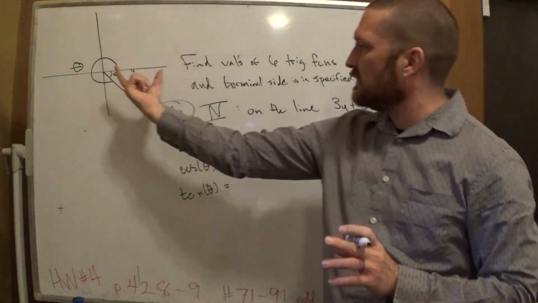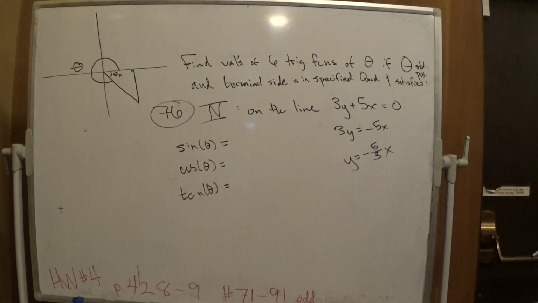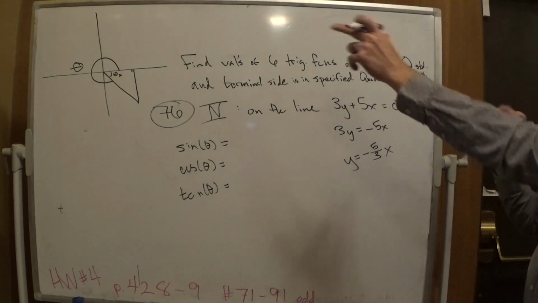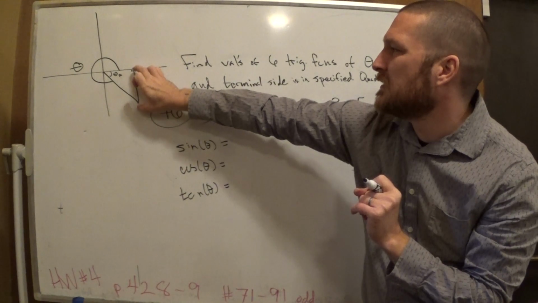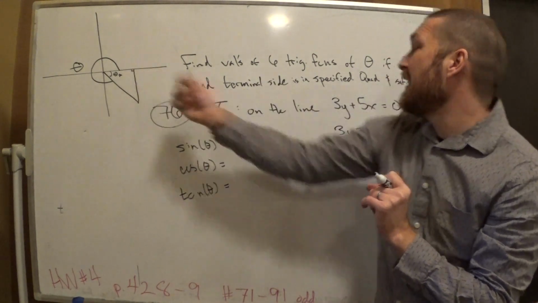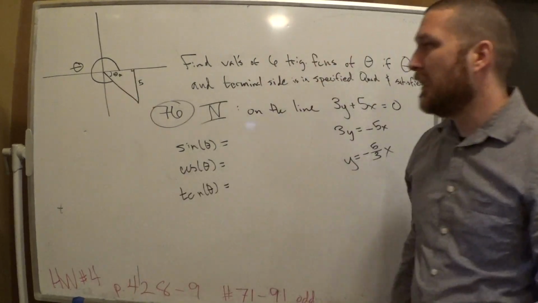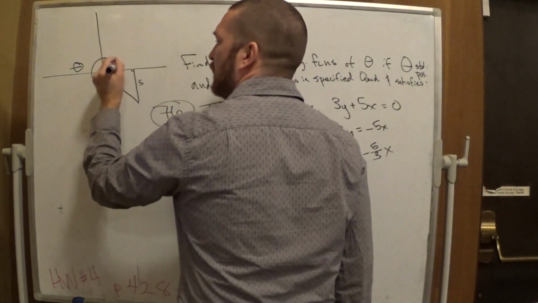How can I find these two lengths? Let's do rise over run. So negative 5/3. Which one's the rise and which one's the run here, in terms of this triangle? 5 is the rise, and it's negative. And then 3 would be the run, positive. There we go. Okay.